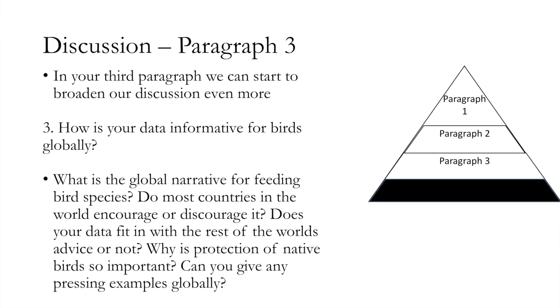So if you found that the non-native species appear to be using the feeding station more, then no, your data does not fit in with the global narrative. And that's really interesting. That's a good talking point. So therefore, that could lead you on to, why is the protection of native birds so important? In our introduction, we talked about pollination and seed dispersal. So if we disrupt the natural flow or the natural populations, or we change the species composition within an ecosystem through artificial feeding, this could have serious knock-on effects, not just in New South Wales, but across the country, and then potentially globally if it happens in lots of different areas.